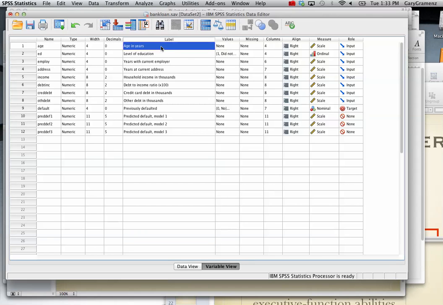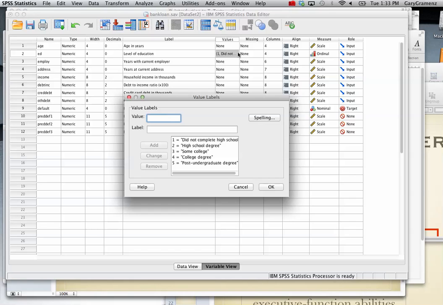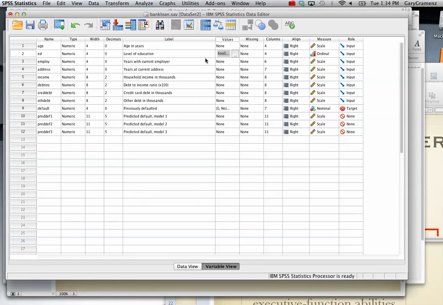If they were asked their age in years, they would just enter their age. Level of education, they were given these scores: did not complete high school, high school degree, some college, college degree, post-undergraduate degree. Years with current employer, they could put any number they wanted there. Years at current address, the same, as with household income in thousands. Debt to income ratio, credit card debt in thousands, other debt in thousands.